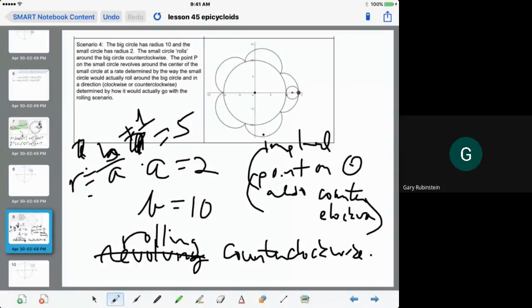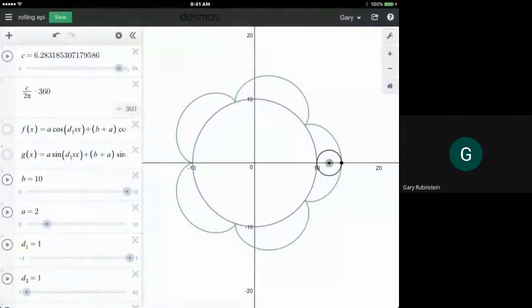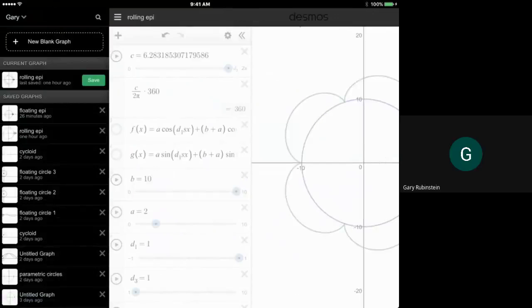Where is that plus 1 coming from? What's really the difference between a circle floating at a speed of 5 versus rolling at a speed of 5? Because the speed is 10 over 2, but where is that plus 1 coming from? I could explain that very well if I come back over here and go back to the floating epi.